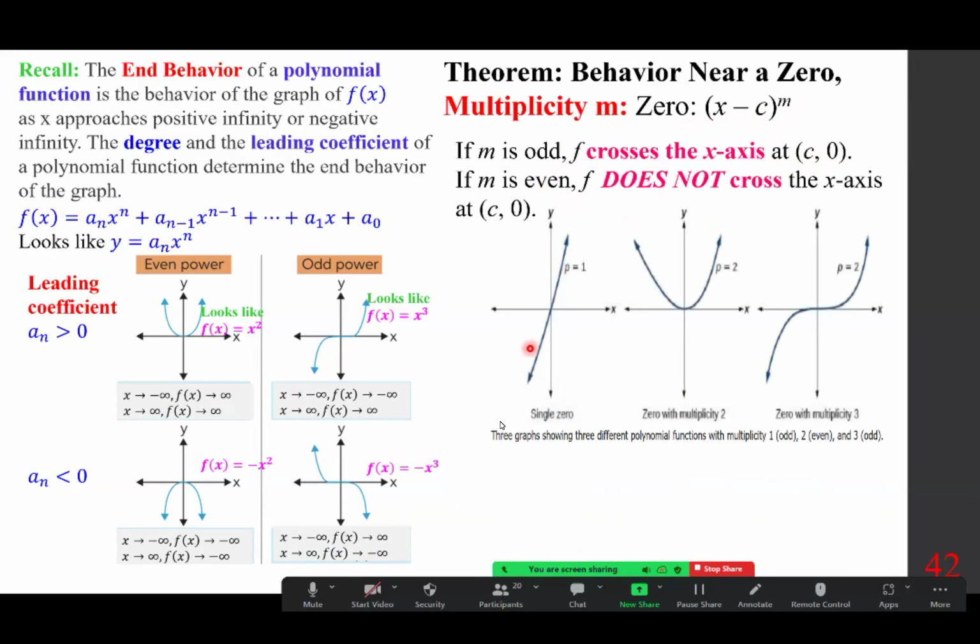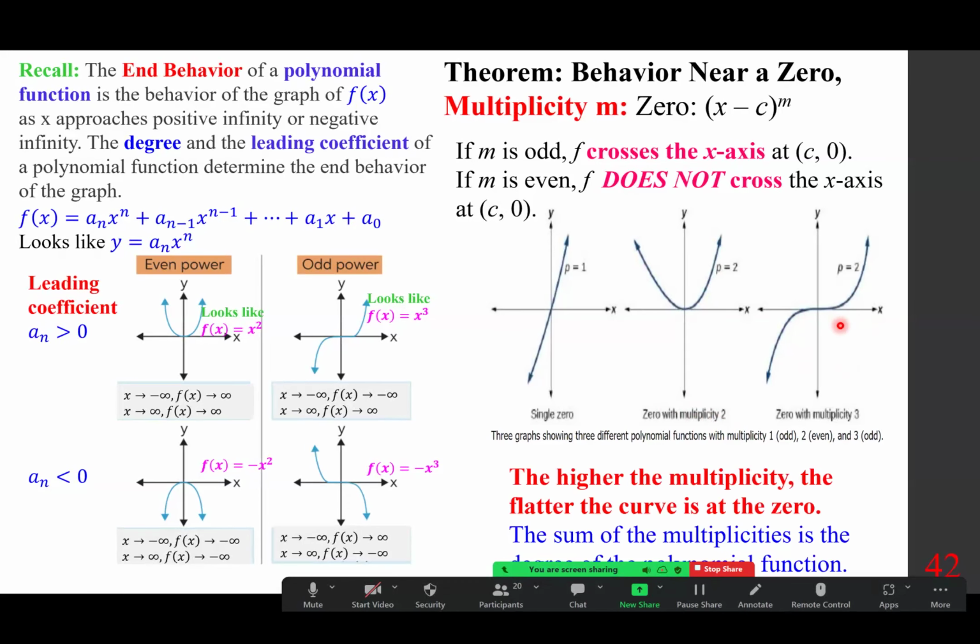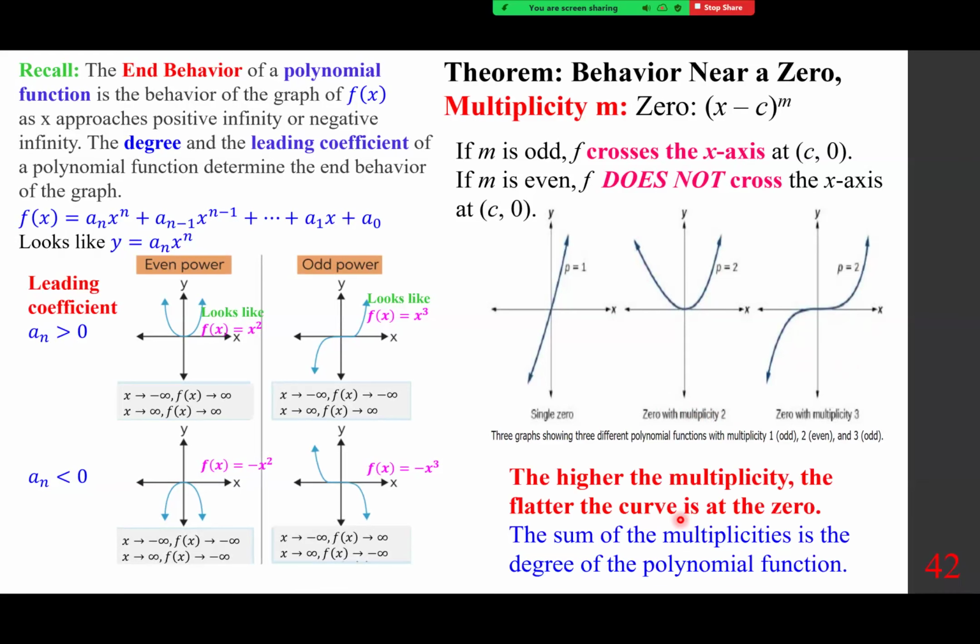So looking like that for the case of odd, in this case, there's a single zero in all of them. For a zero with multiplicity of 2, it bounces back, and it becomes flatter if we have a higher multiplicity. So in general, the higher the multiplicity, the flatter the curve is at the zero. The sum of the multiplicities is the degree of the polynomial function. So this was a short reminder of what we do when it comes to graphs and so forth.